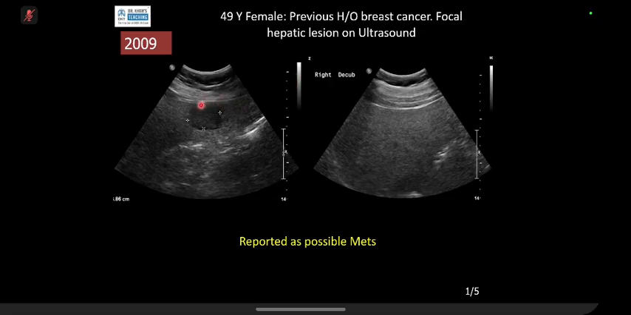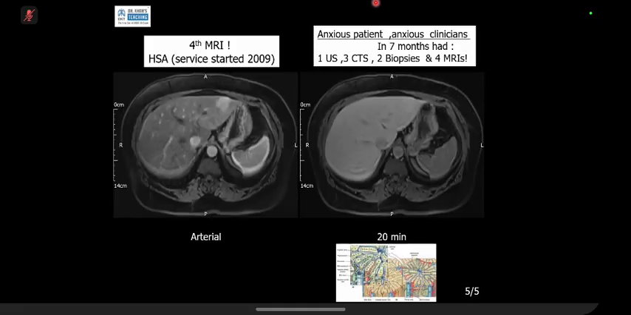And so fatty liver, with that, there is a focal lesion. The patient had mastectomy, breast surgery, and it was labeled as metastasis on ultrasound. So once it was labeled as metastasis, you know what? Anxious patient, anxious clinicians, in 7 months had one ultrasound, three CTs, two biopsies, four MRIs. They were running after metastasis, right?